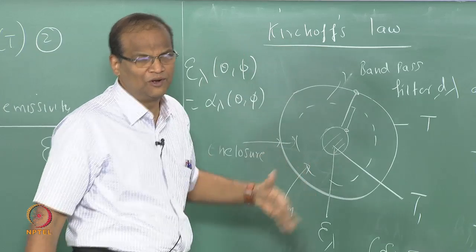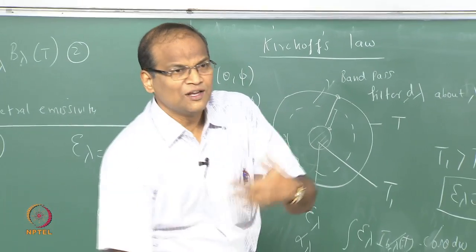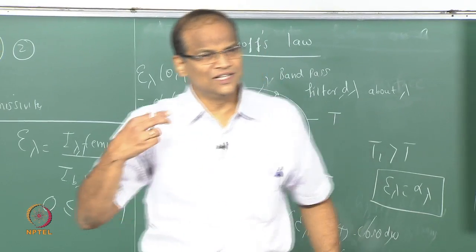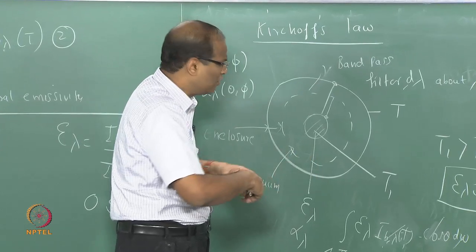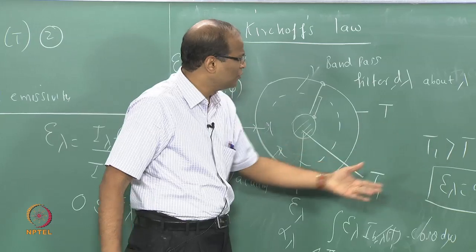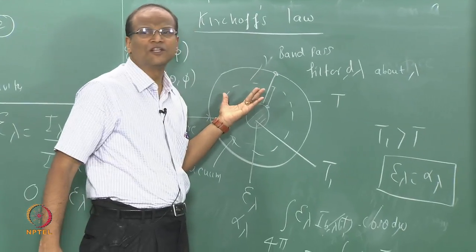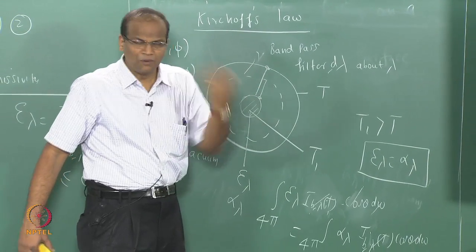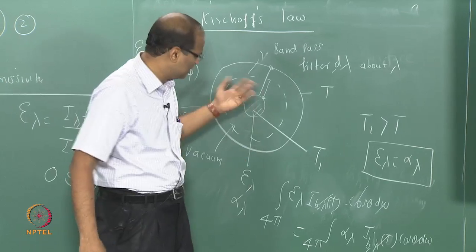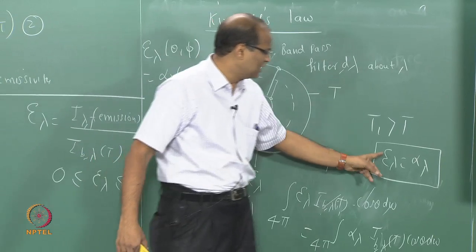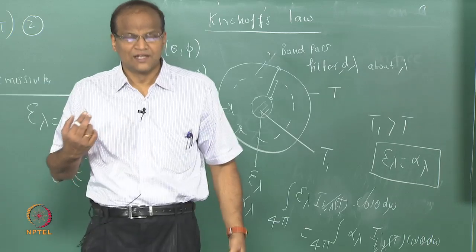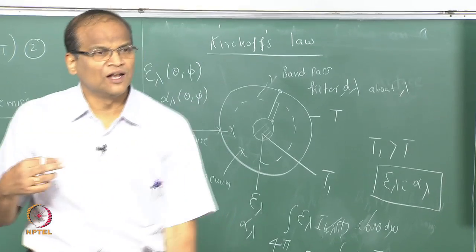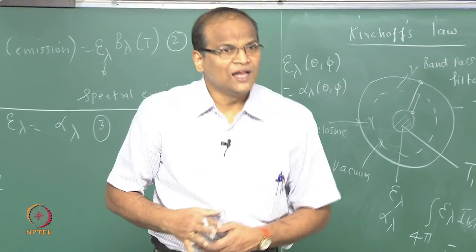I do not want to go so deep, because our goal is not to study more about Kirchhoff's law, our goal is to study the equation of transfer. Later on you can prove that even without this enclosure model, from thermodynamics, it is so intuitive that epsilon lambda must be equal to alpha lambda. The major advantage is there is no need to measure epsilon lambda separately.